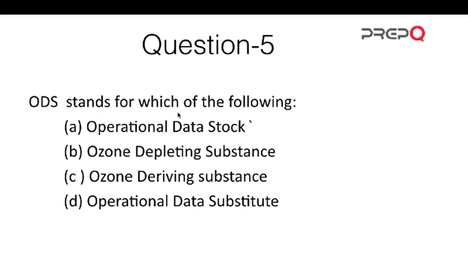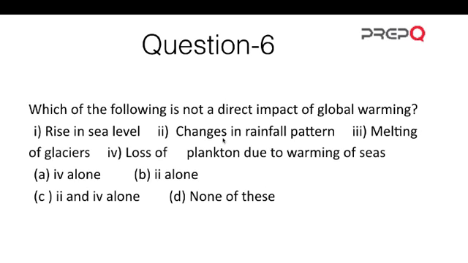Next question. ODS stands for which of the following? So it stands for ozone depleting substance. It's a short form for ozone depleting substance. Next, which of the following is not a direct impact of global warming? Your options: 1 is rise in sea level, 2 changes in rainfall pattern, 3 melting of glaciers, 4 loss of plankton due to warming of seas. The correct answer here is none of these. So global warming will cause all these 4 things: rise in sea level, changes in rainfall pattern, melting of glaciers, and loss of plankton due to warming of seas.